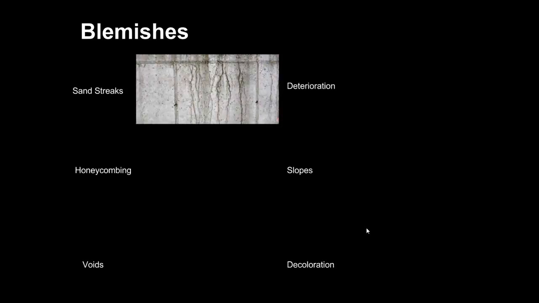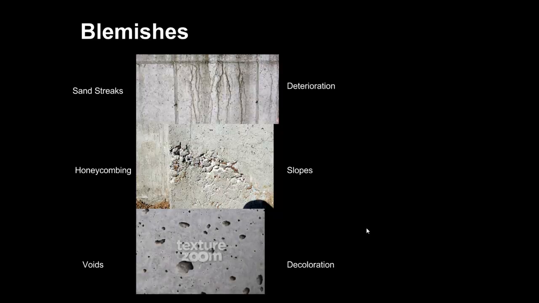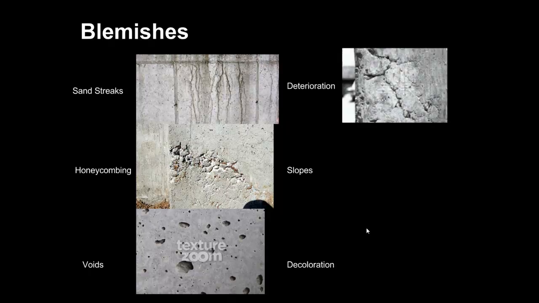Sand streaks, for example. Now you may think, oh, it's rain decolorizing concrete, but it's actually when water dries, it brings up aggregate and sand to the surface of the concrete. And honeycombing is when the aggregate or the cement is not evenly distributed within the concrete, and so you get areas with insufficient cement or too much aggregate. Voids happen when there's pockets of air or pockets of some other mineral or water that end up leaving behind these little bug holes. Deterioration happens when the concrete is not compacted well enough.